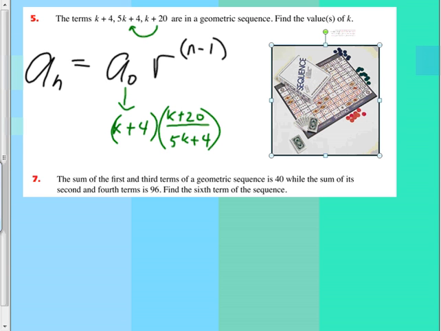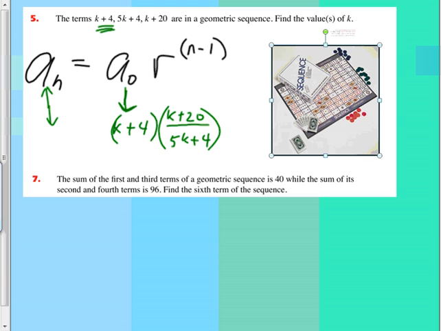Okay, that's the r. Now what's n? Well, we've got that n depends on what we pick for this. So what do you want the a sub n to be? It actually could be 5k plus 4. This one was the original one. We started with that one. So we can pick a sub n to be either 5k plus 4 or k plus 20.